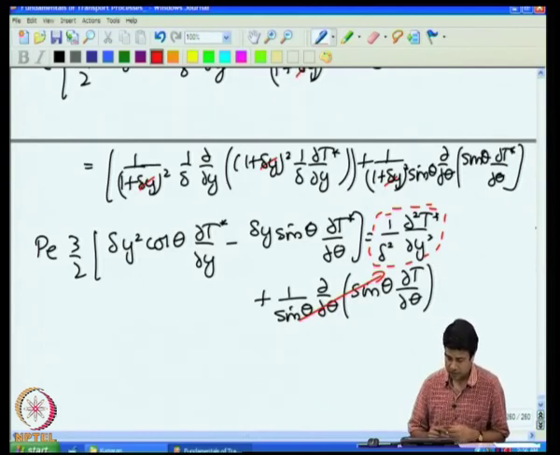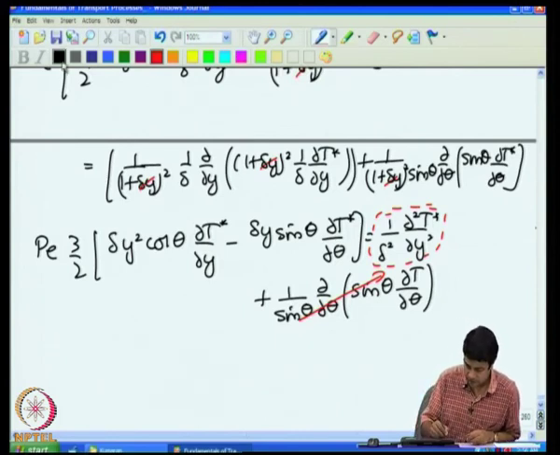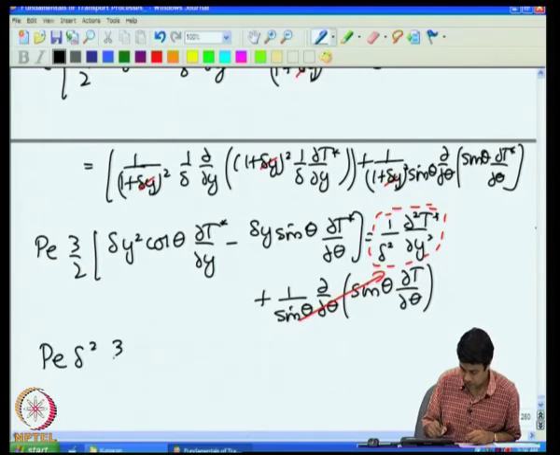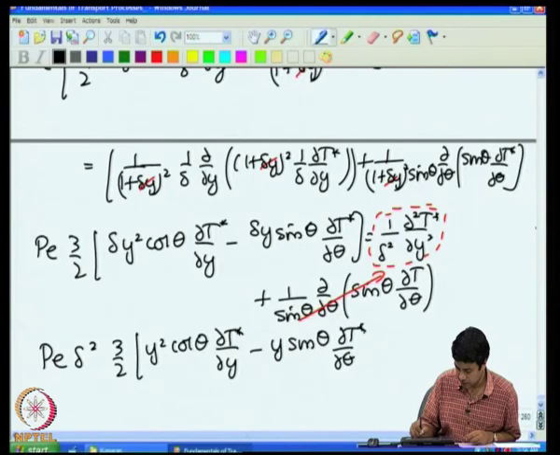So, if I neglect the second term and multiply throughout by delta square, what I will get is Pe delta square into 3 by 2 y square cos theta partial t by partial y minus y sin theta partial t by partial theta is equal to partial square t by partial y square.